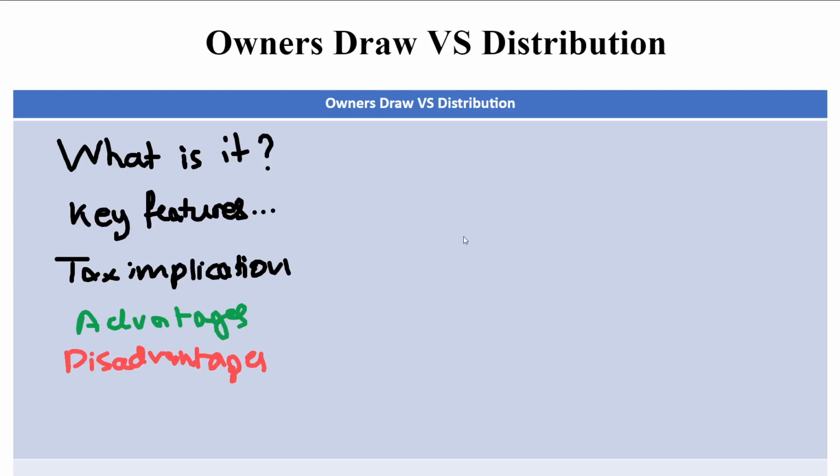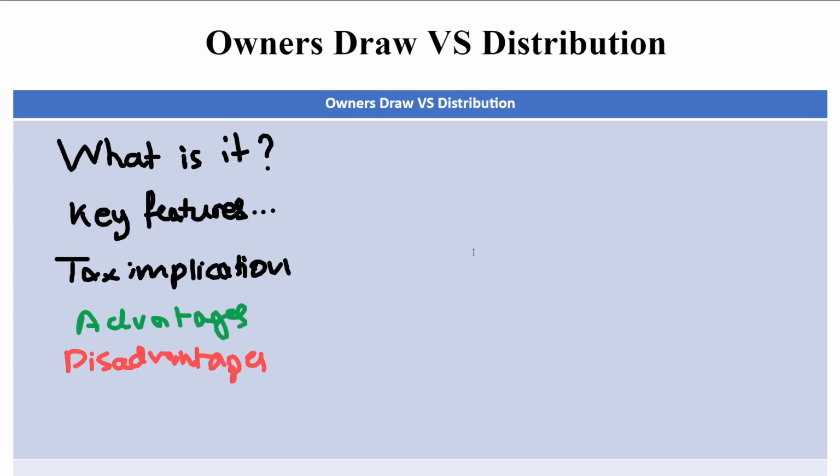Now we're going to look at what a distribution is. A distribution is a payment of the business's profits to its owners or shareholders. As for the key features, the business structure: it's typically used in partnerships, LLCs, and corporations. Shareholders or owners receive distributions based on ownership percentages. So let's say you have three owners, one with 50% and the other two with 25%. Then out of the profits, the one with 50% is going to receive 50% of the profit.